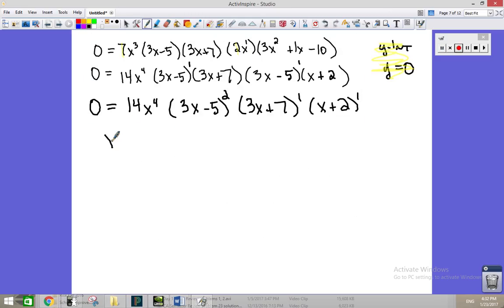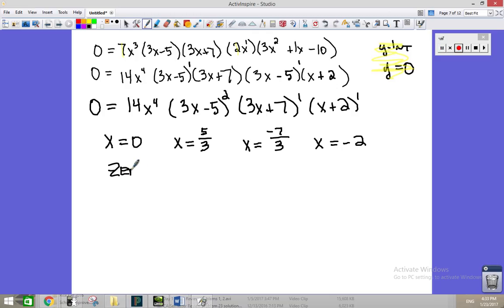So this first factor provides us an x-intercept of 0, and 3x minus 5, if you set this equal to 0, add 5 and divide by 3, and here, if you subtract 7 and divide by 3, and here a negative 2. So let's do this in the form of a table.